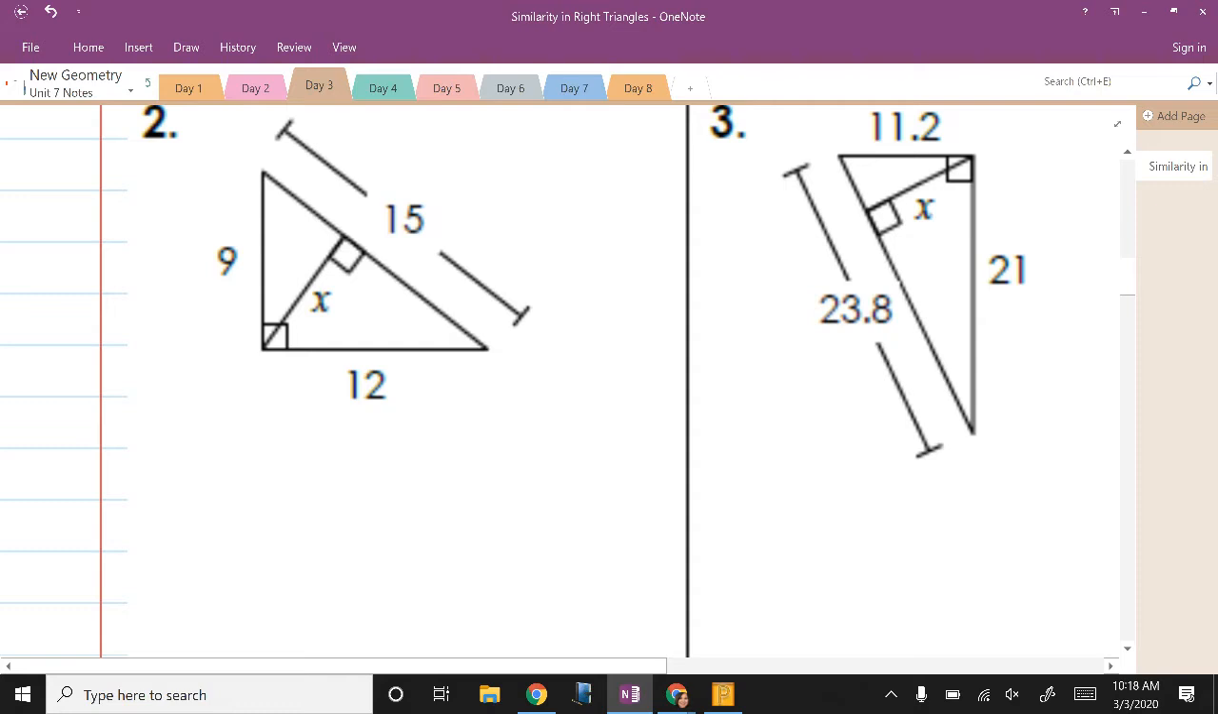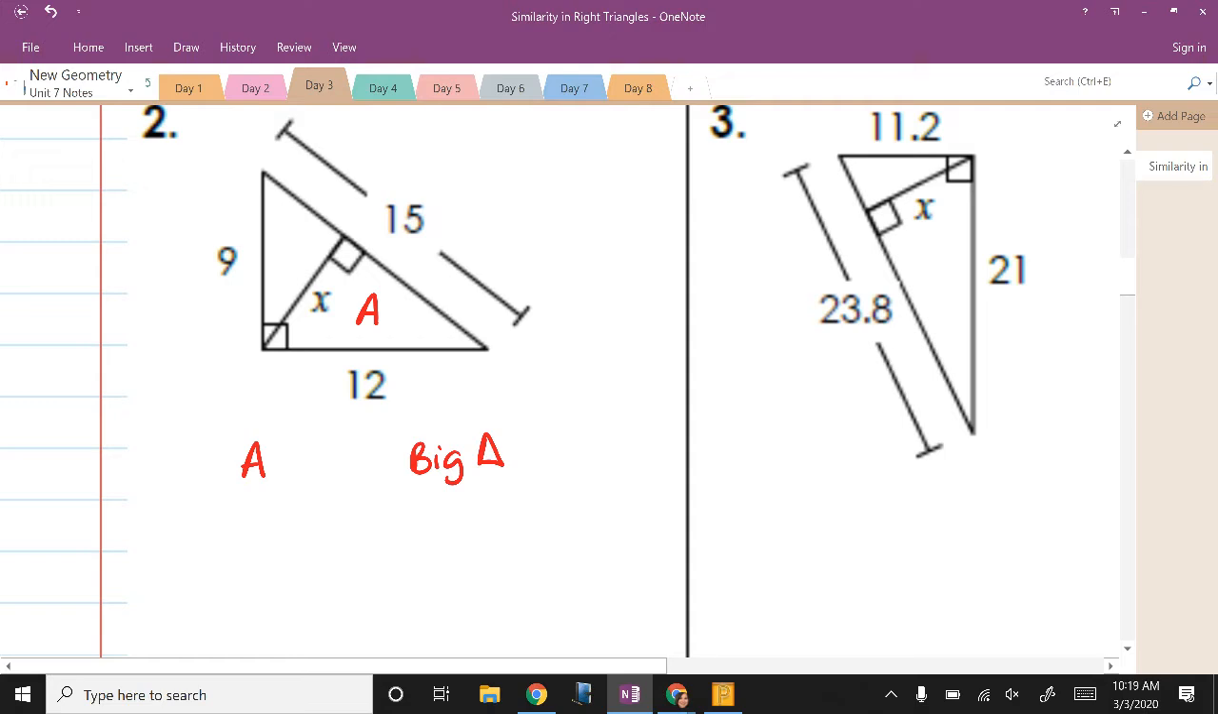I can't really tell if x is the short leg or the long leg in this triangle, but in this triangle, it's definitely the short leg. You agree? So I'm going to call that little triangle on the inside triangle A. Just name it triangle A. That makes it a little bit simpler. And the whole outside triangle here, I'm going to call the big triangle. Okay? So I've got triangle A. I'm setting up a proportion. And then the big triangle.